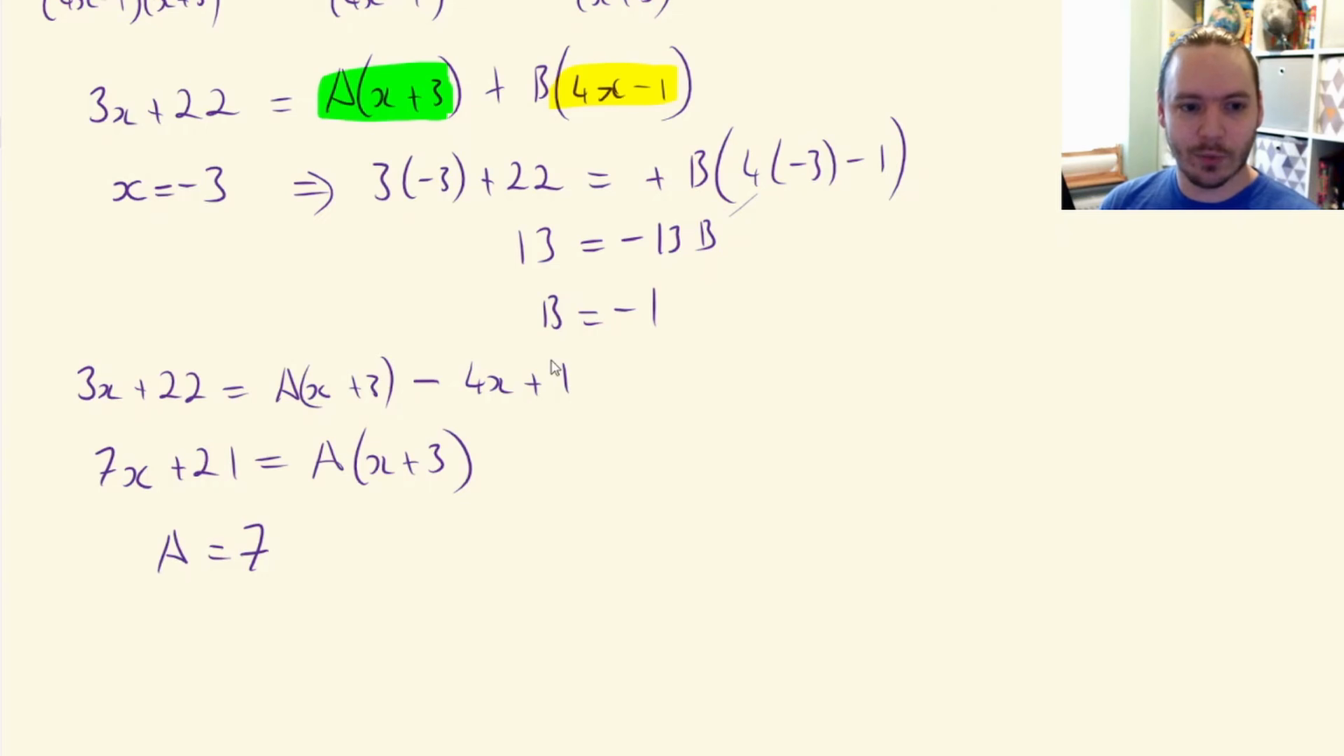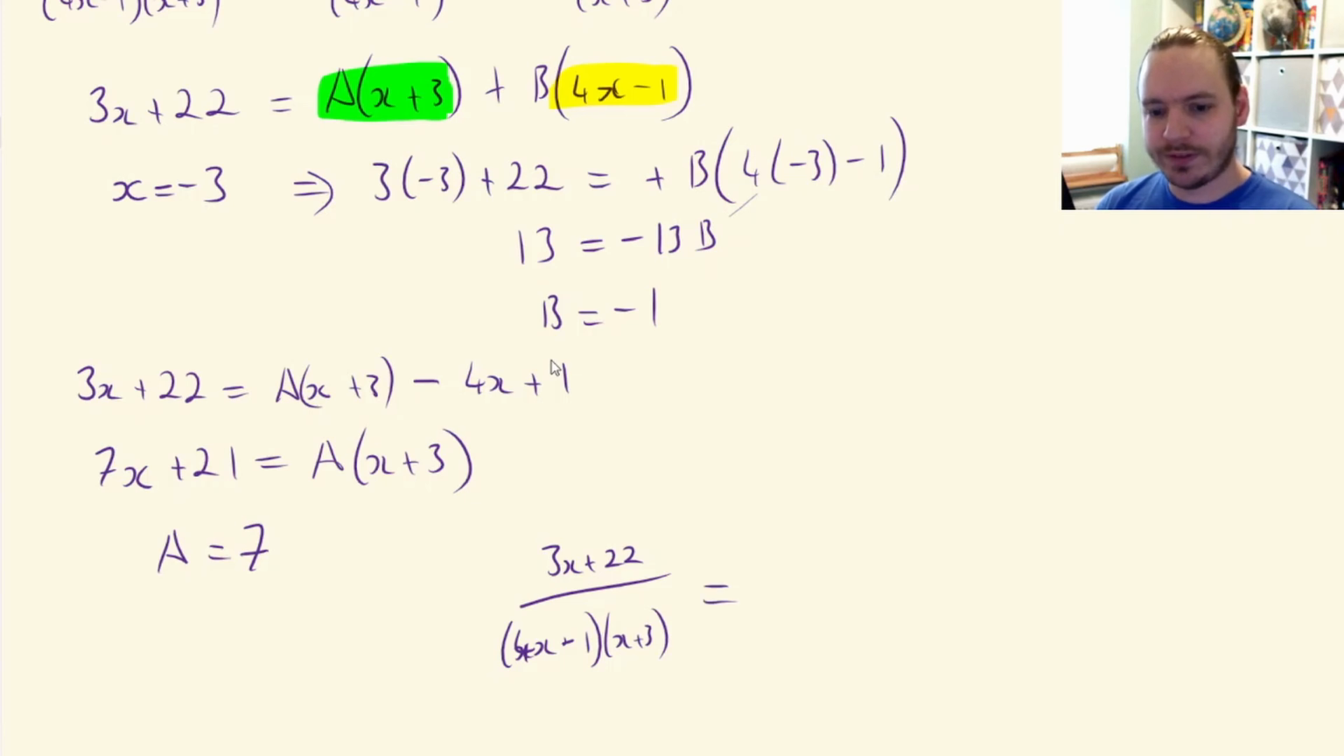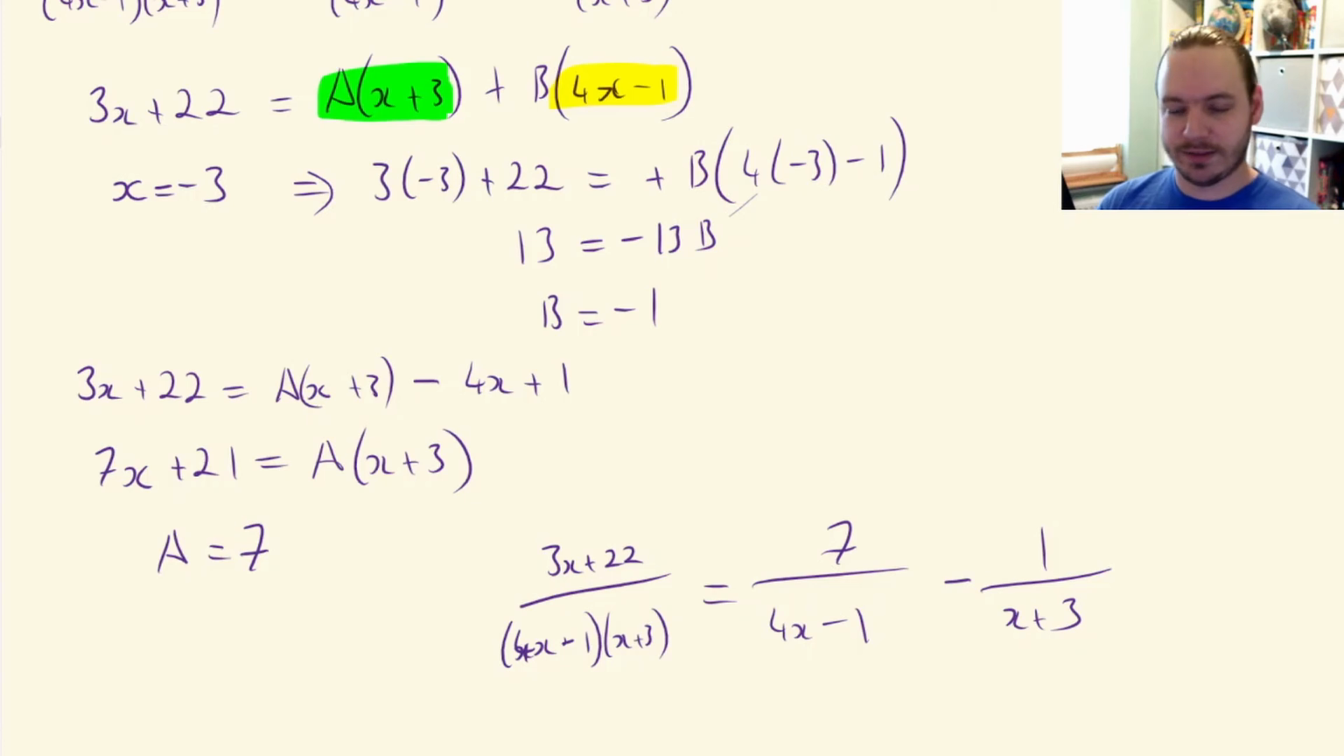So now that I know what A and B are, I can say that my expression from the start, 3x add 22 over 4x minus 1 times x plus 3, equals 7 over 4x minus 1, take away 1 over x add 3, because A is 7 and B is negative 1. And there we go, we're done. Partial fractions.